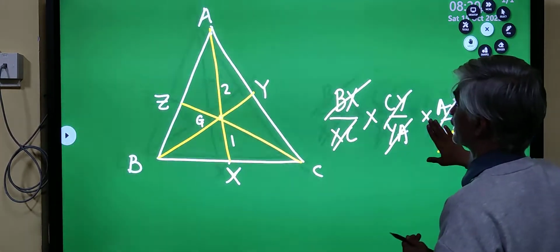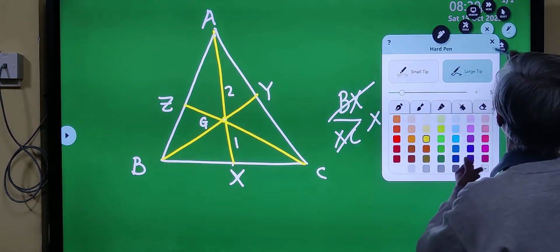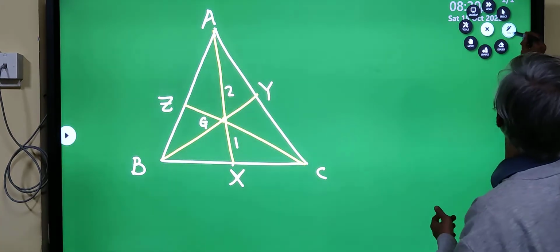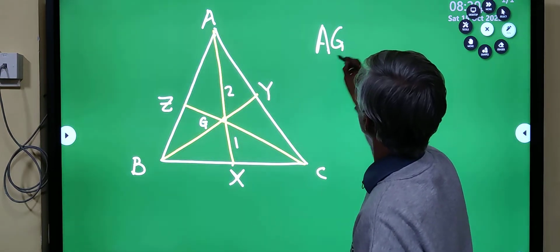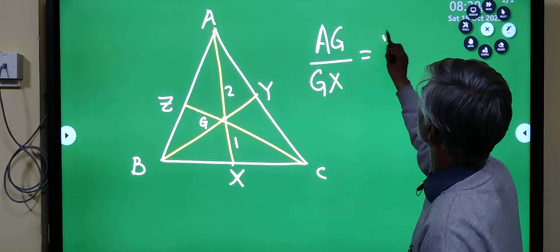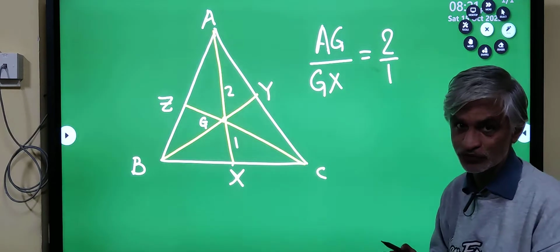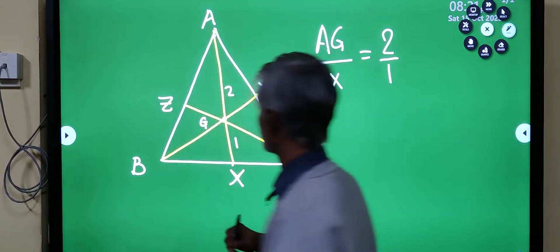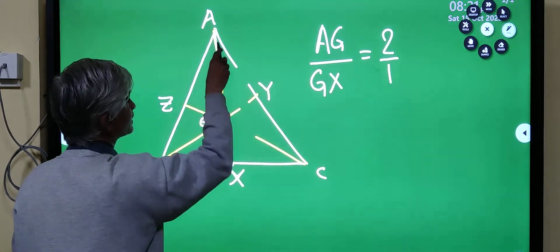maybe I should just get rid of this. What we are saying is AG divided by GX is equal to 2/1. Now we're going to give a very simple proof using the method of areas. So here's what we're going to prove first. It's not going to come that easy as well. We just have to be a little patient here.